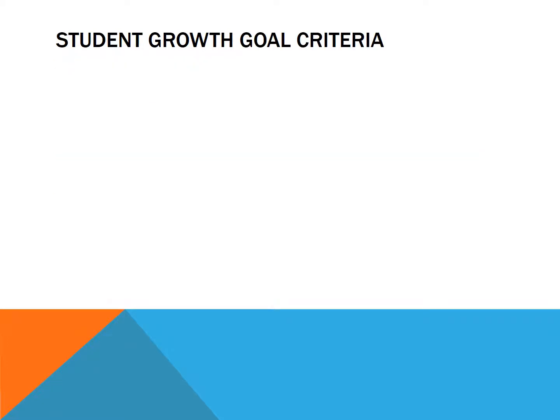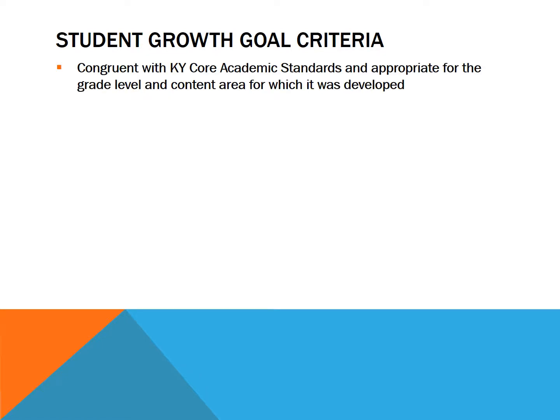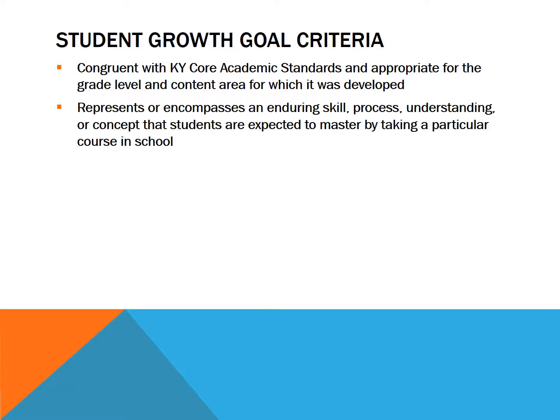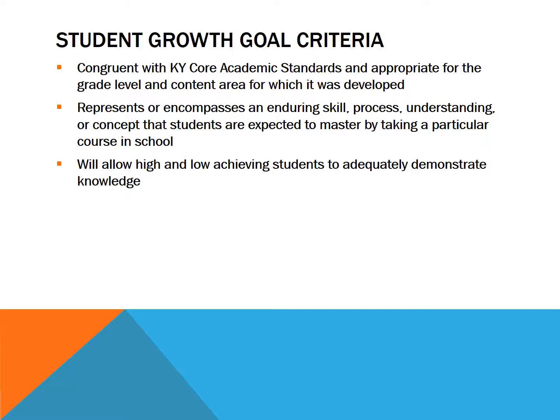Let's look at criteria for our student growth goal. First, it must be based on the Kentucky Core Academic Standards for the grade level and content area that you are teaching for which it was developed. It must represent an enduring skill or an enduring process or an enduring understanding. It must allow high and low achieving students to adequately master and demonstrate their knowledge.